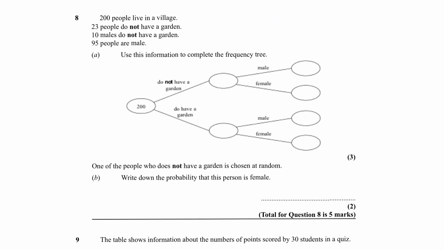Then in question 8, it says 200 people live in a village. 23 people do not have a garden. 10 males do not have a garden. 95 people are male. So it wants us to use this information to complete the frequency tree.